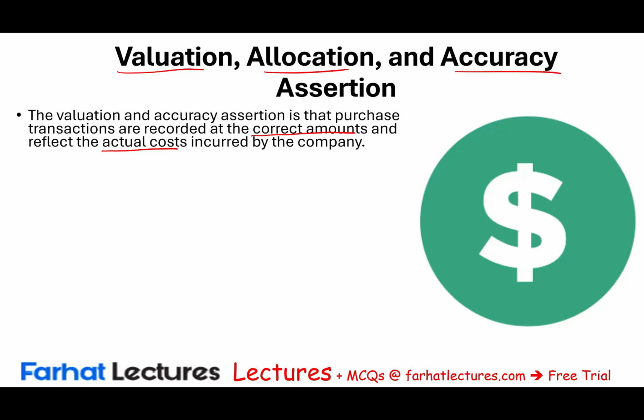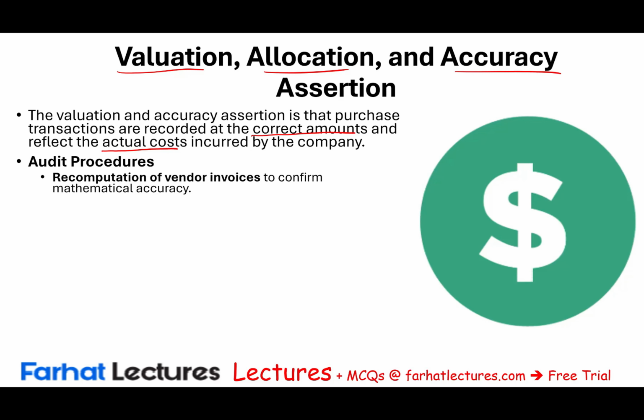And think about this for a moment. Practically every transaction, every account balance, should have the proper valuation and allocation. Why? Because if it's not in the proper amount, it's incorrect. What are some audit procedures that we can perform? Well, we could recompute the vendor invoice to confirm mathematical accuracy, because we want to make sure the numbers are recorded properly in the system.